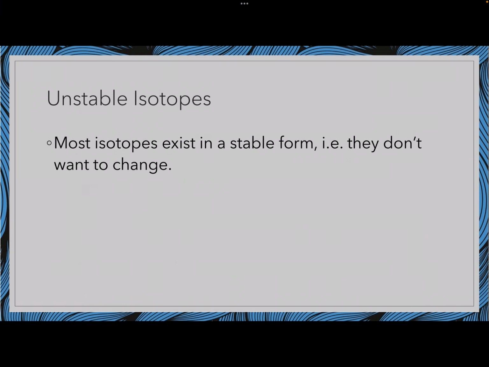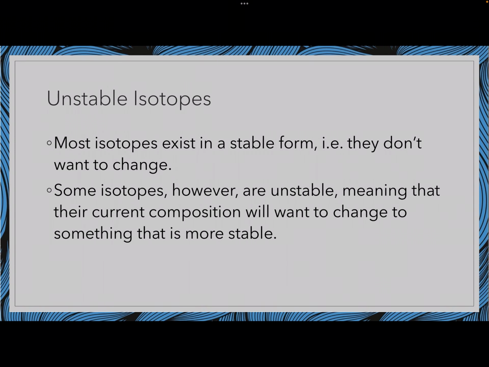Most isotopes exist in a stable form. So when we say that something's chemically stable, it means it doesn't want to change. It's happy the way it is. Some isotopes, however, are unstable. So meaning their current composition will want to change to something that is a bit more stable. Now, what actually makes it unstable doesn't really matter at this point, but it's basically too much energy. It doesn't like the way it is.